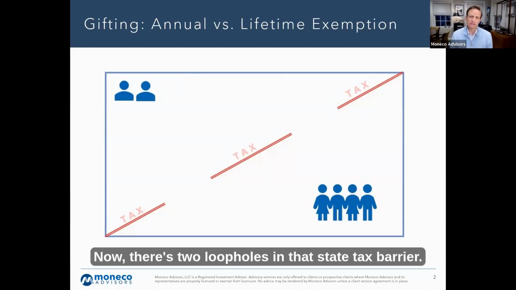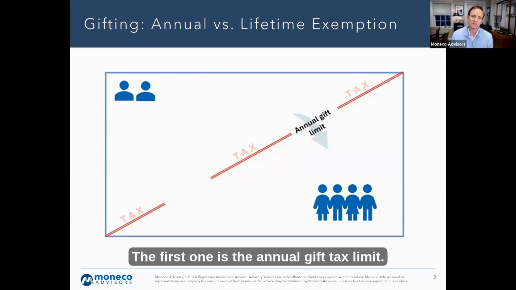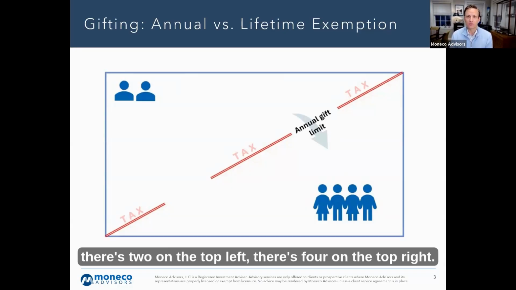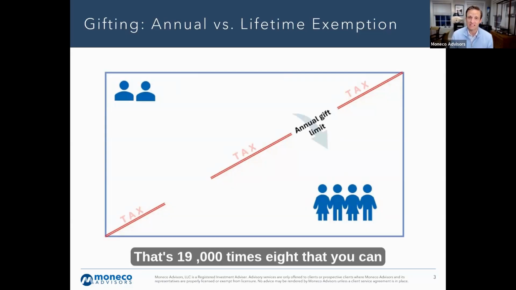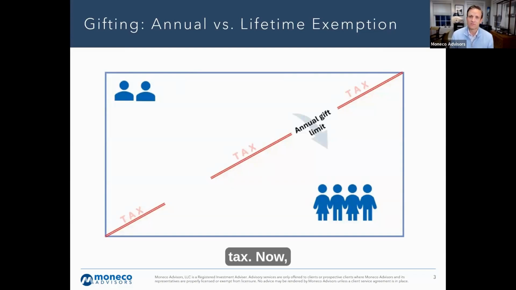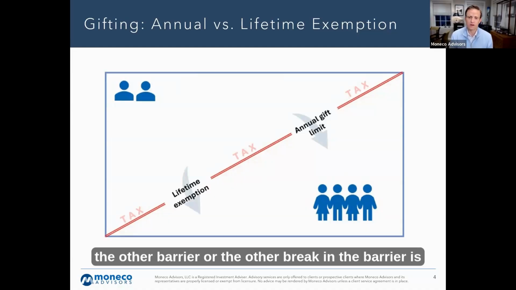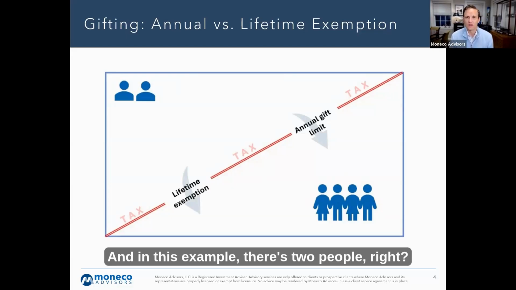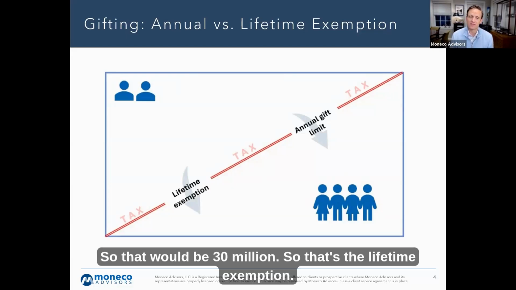Now, there's 2 loopholes in that state tax barrier. The first one is the annual gift tax limit. So right now for 2025 and 2026, it's 19,000 per year per person. So if you can do quick math, there's 2 on the top left, there's 4 on the top right. That's 19,000 times 8 that you can gift annually without having to go through this estate tax. Now, the other break in the barrier is lifetime exemption. Currently, there's some legislation that actually just changed this in 2026 to be 15 million per person. And in this example, there's 2 people, right? So that would be 30 million. So that's the lifetime exemption.